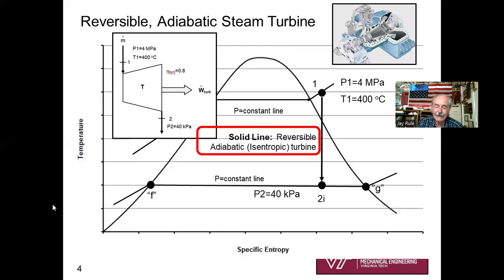What would the T-s diagram look like for the steam turbine process? Well, we're going to start out at superheated vapor. You would discover that 4 megapascals and 400 degrees C is a superheated vapor phase. And if the process 1 to 2 is reversible and adiabatic, you can draw a vertical line. That's constant entropy. And I can draw it as a solid line.